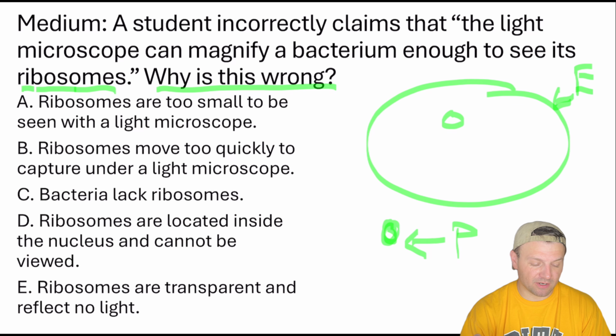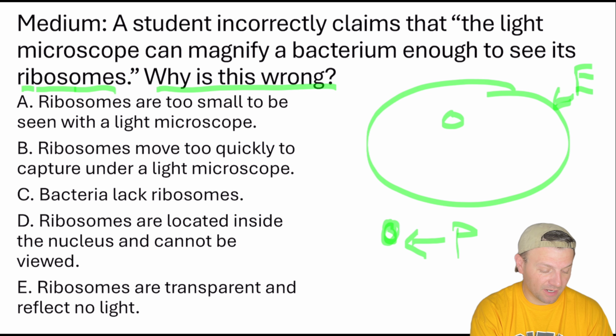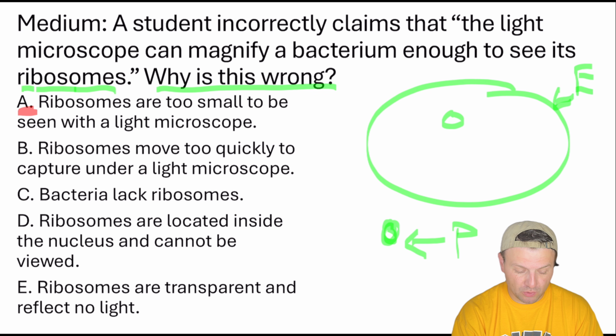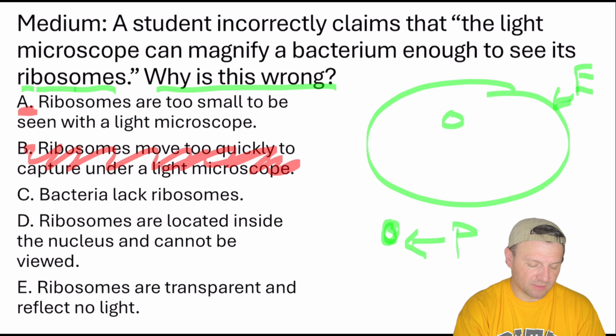A, ribosomes are too small to be seen with the light microscope. That sounds like our answer. Let's check the other ones just to make sure. B, ribosomes move too quickly to capture under a light microscope. No, it's not about the movement of organelles.